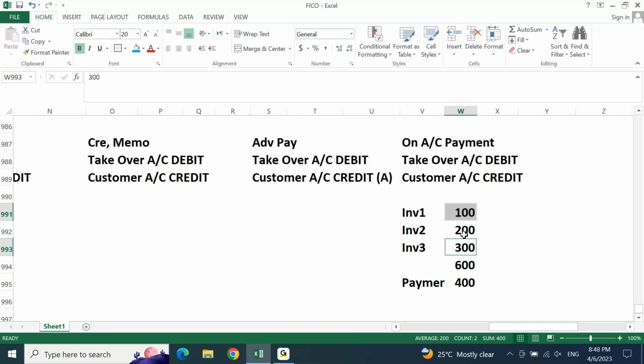You would have heard something called unallocated payment or unadjusted credits. That is where you talk about on account payment.